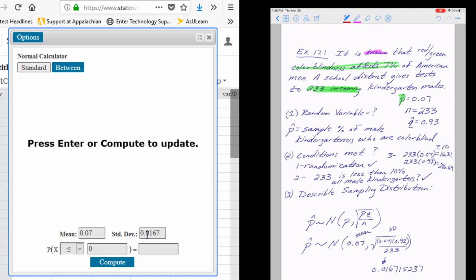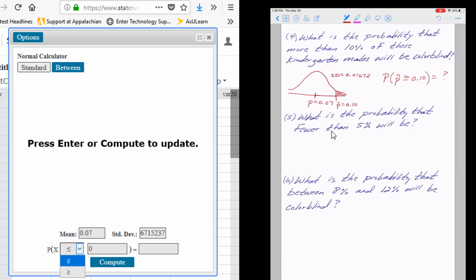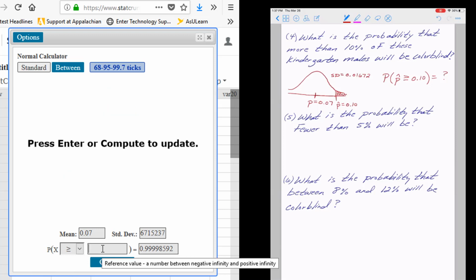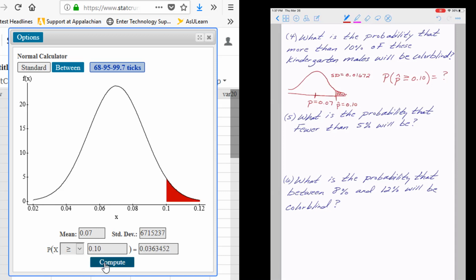0.167, 1.5237. And probability greater than or equal is what we were asked. And then 10%. Remember, everything here is in decimal form, even though I'm saying percents out loud. Okay. And it looks here like about a 3.5% chance that the sample proportion of colorblind male students that we get out of this group would be more than 10% of them.